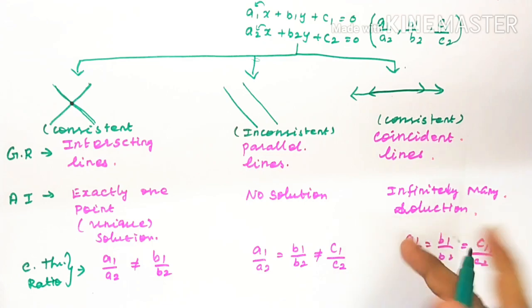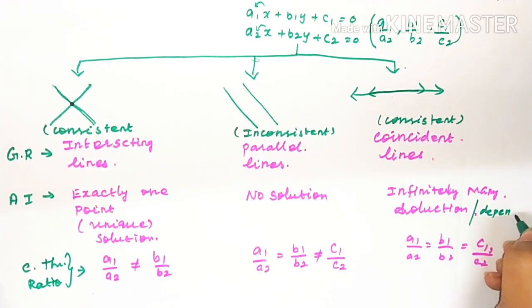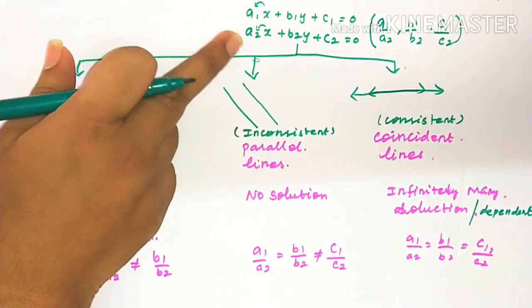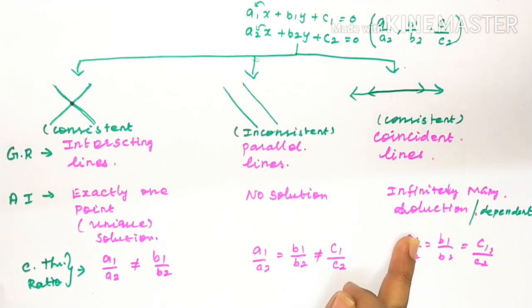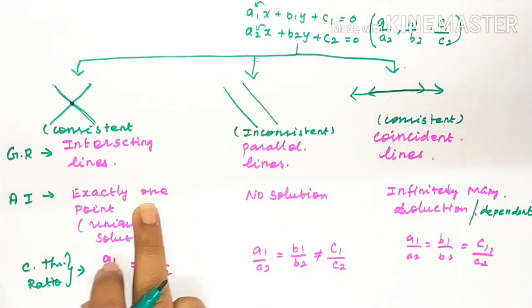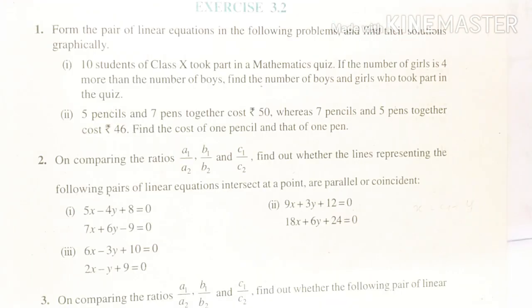Another name: infinitely many solutions we can say is dependent also. In the exam, if two equations are given, they will ask you to check whether they are consistent or inconsistent. If consistent, it means a unique solution or infinitely many solutions. So you have to memorize this concept. Exercise 3.2, second sum.